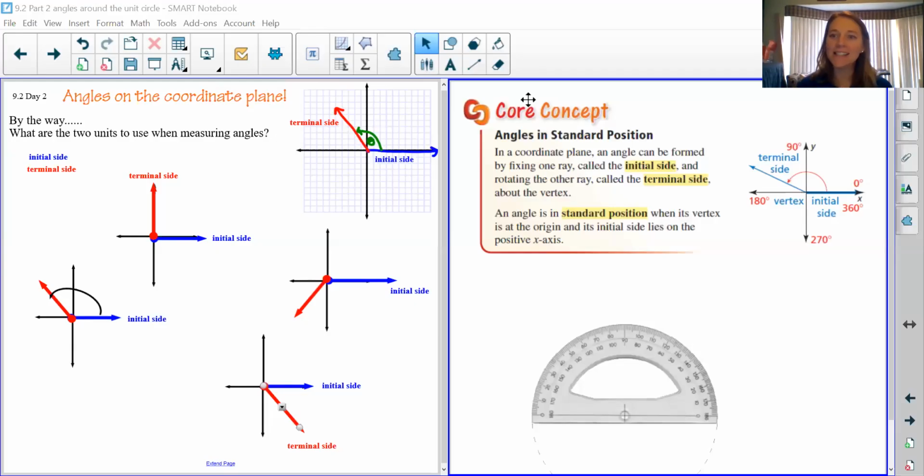Algebra 2, this is Mrs. Gums. We are going to cover 9-2 part 2 today, and this is such a fun lesson. This is angles all the way around a circle.